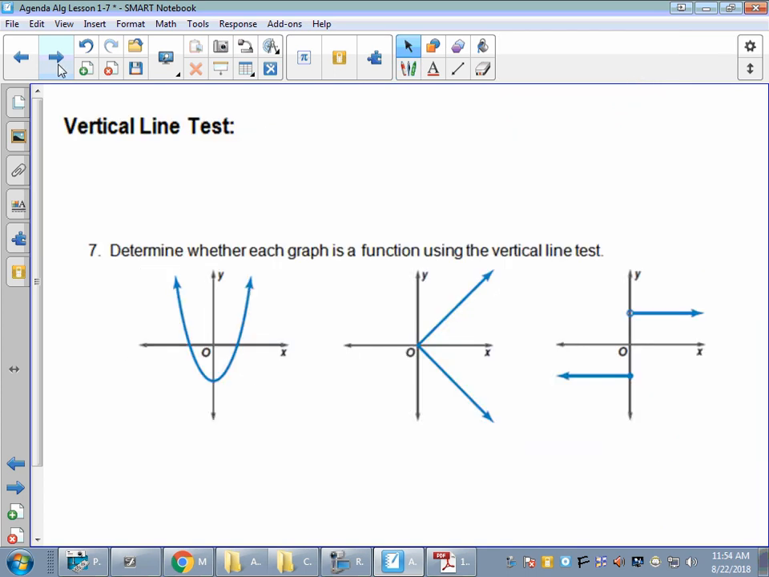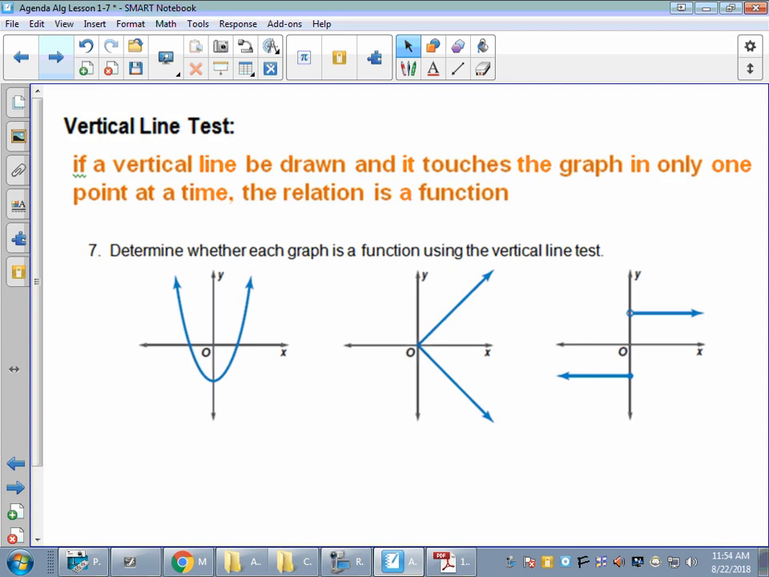Vertical line test. It's another way in which we can test to see if it's a function or not using the graph. So if a vertical line can be drawn and it touches the graph in only one point at a time, then we can say that that relation is a function.